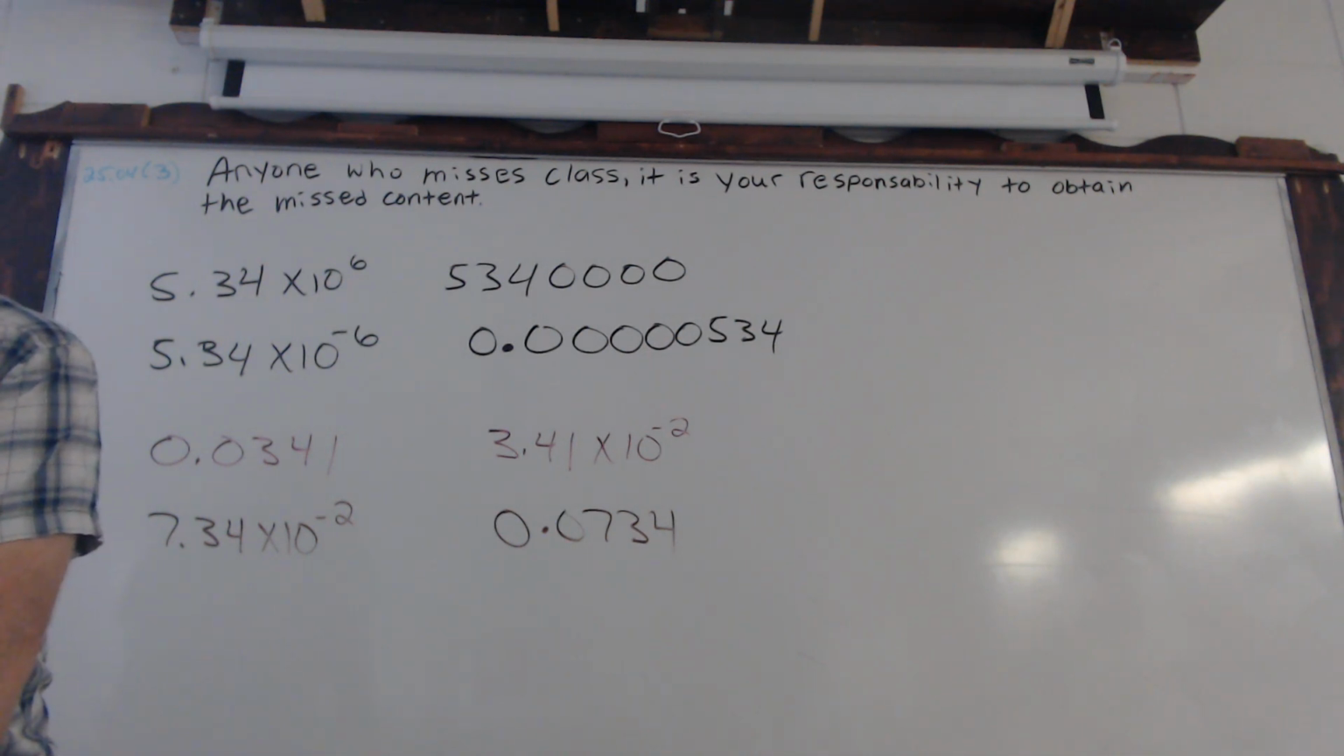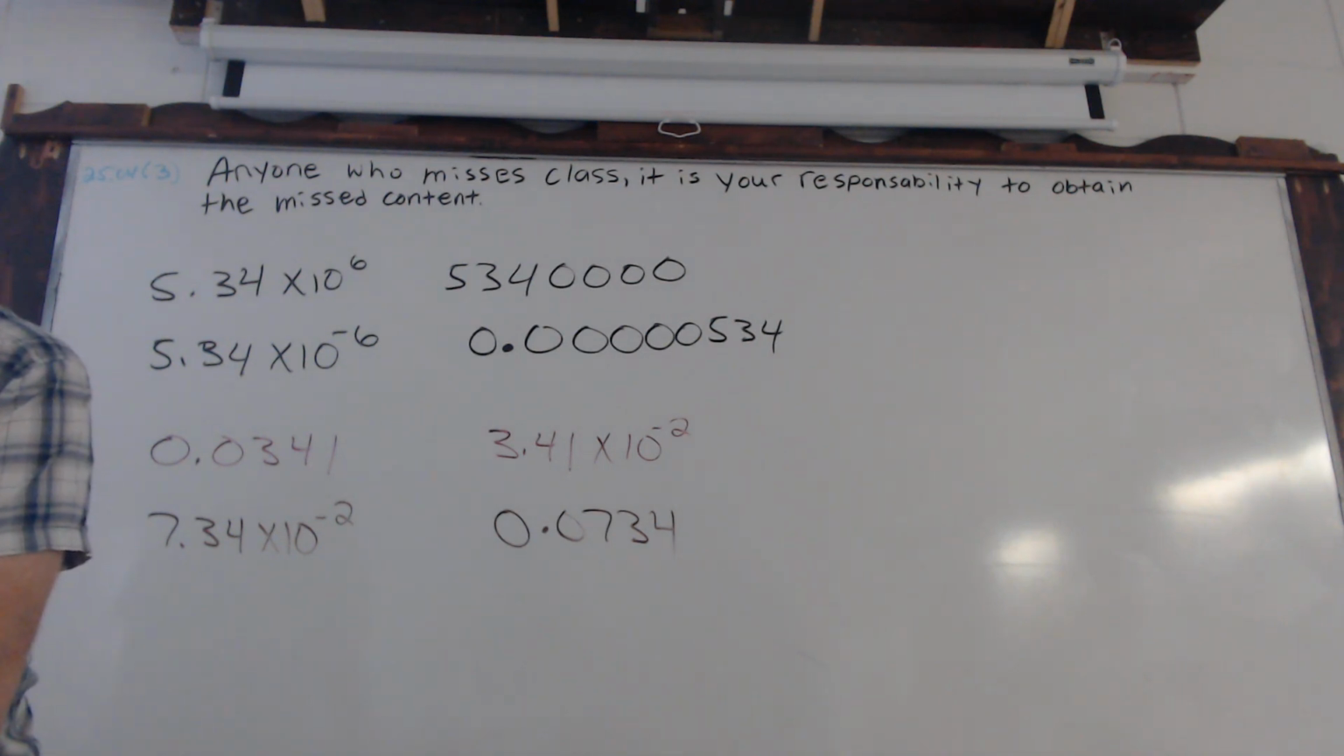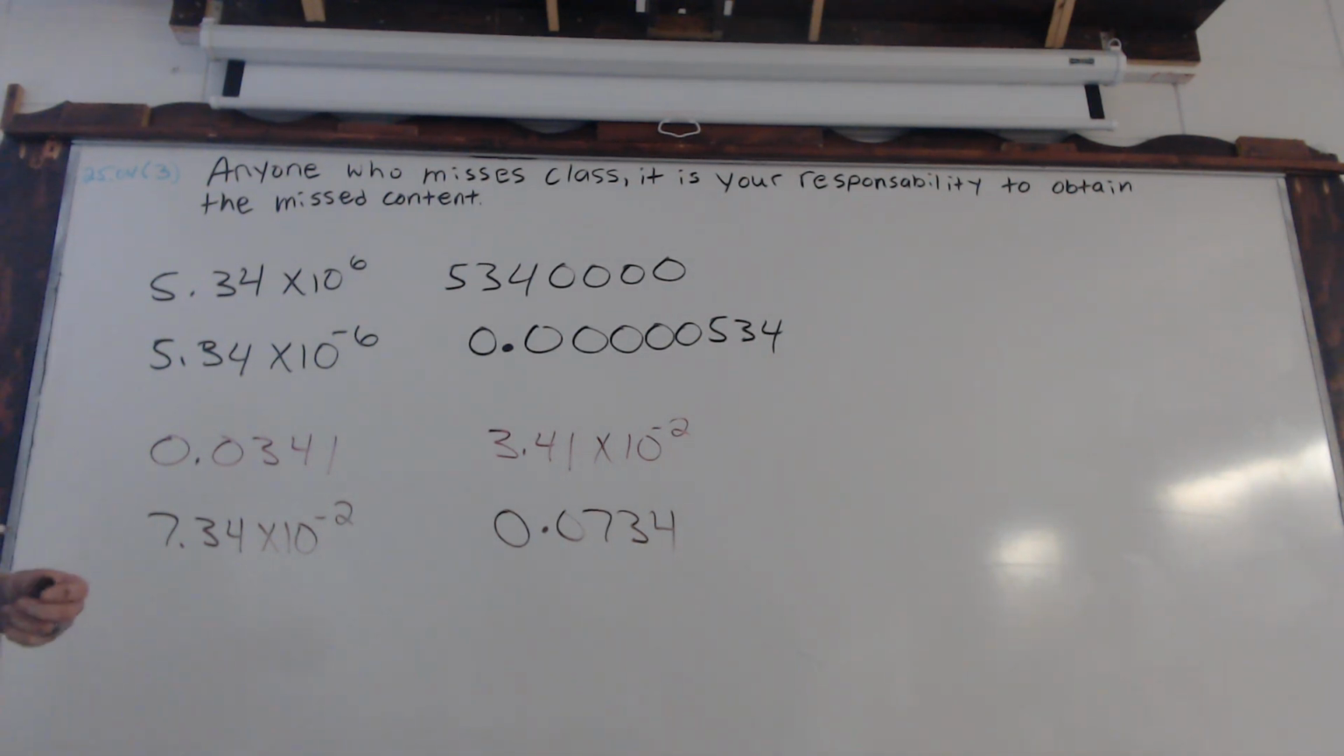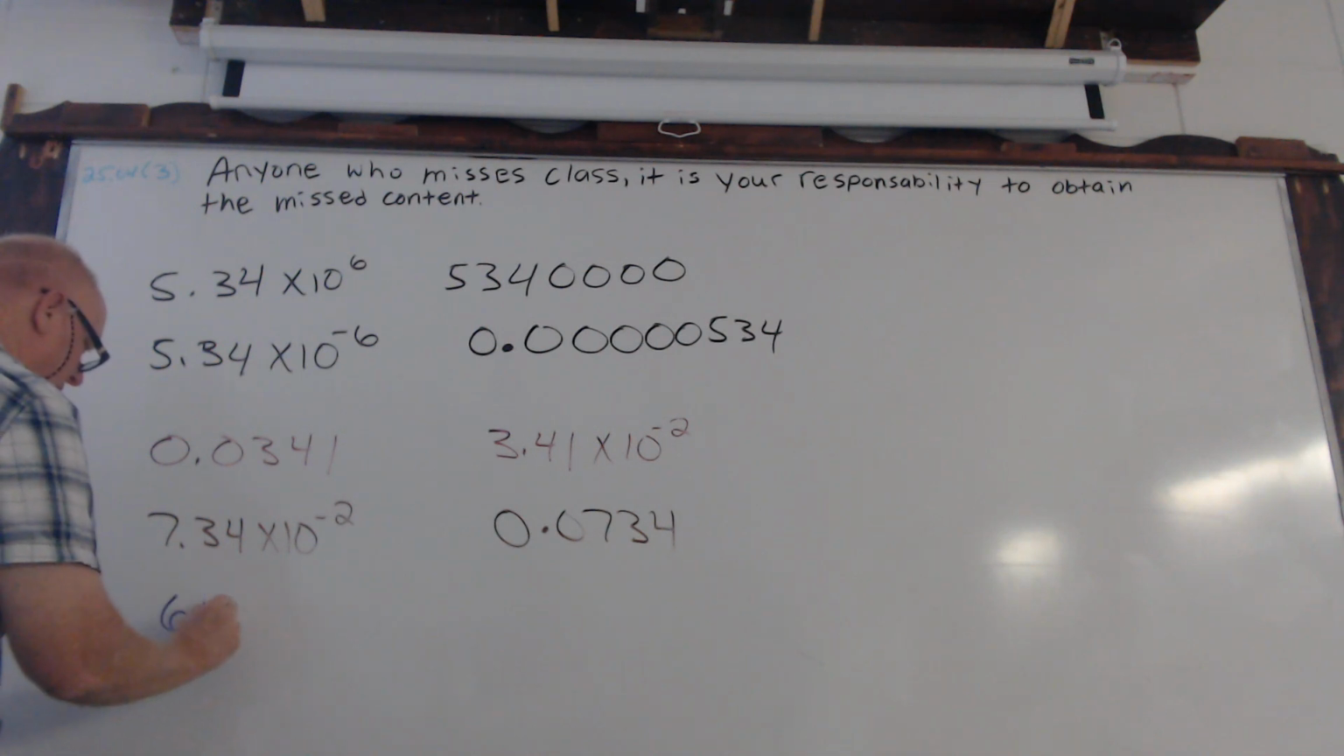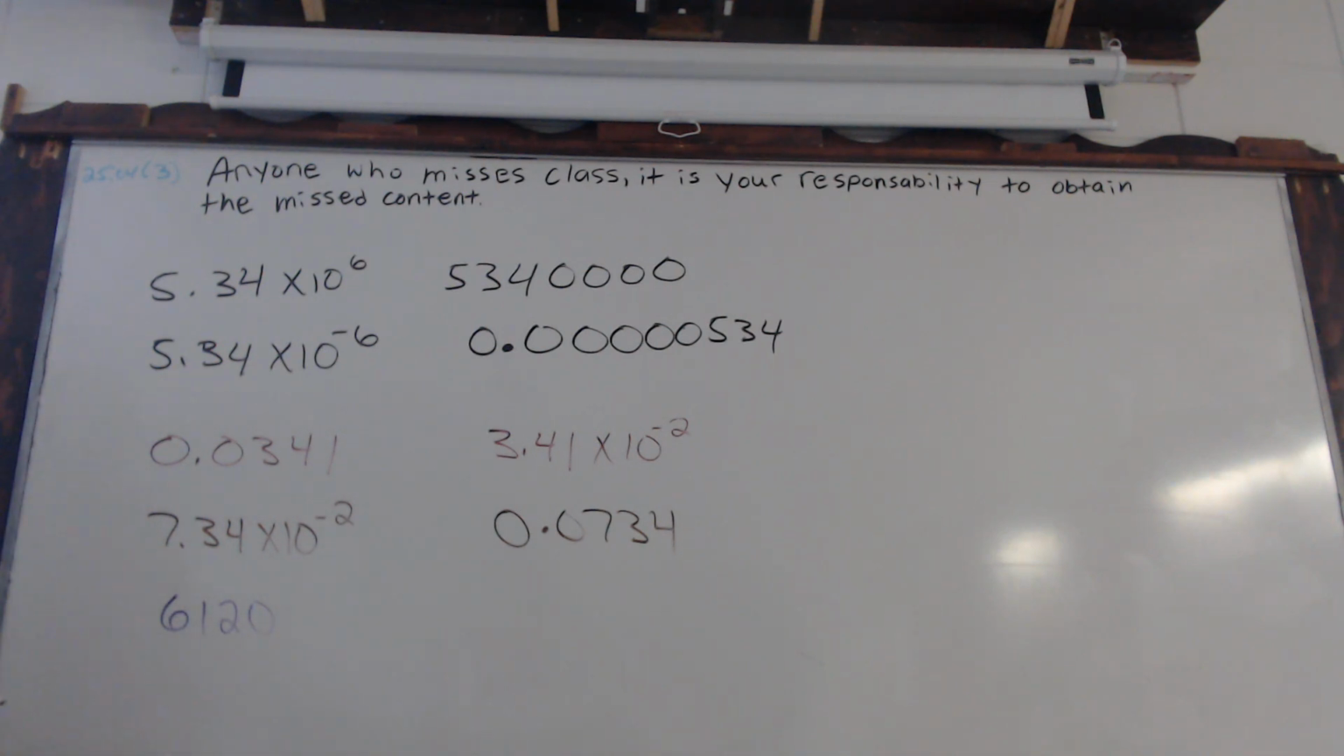Could you repeat that again? Like having like 4,000. Oh, 4,000? Okay. So we'll do 6,120. I don't know. Just sounds like a good number. 6,120. Okay? So would this have a positive or a negative exponent, do you think? It's going to have a positive exponent.